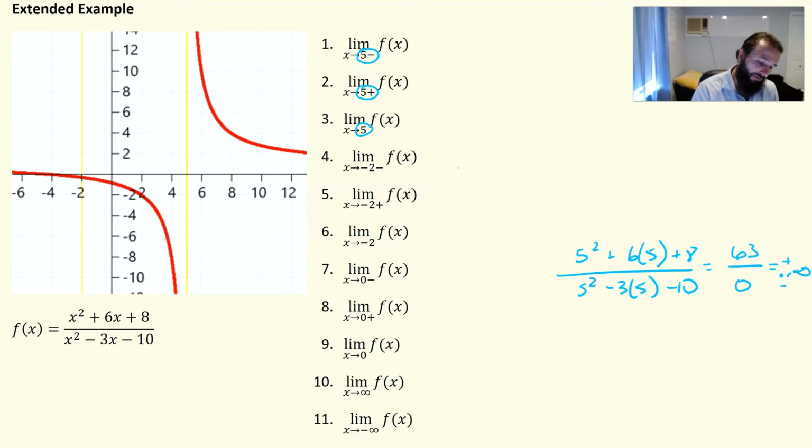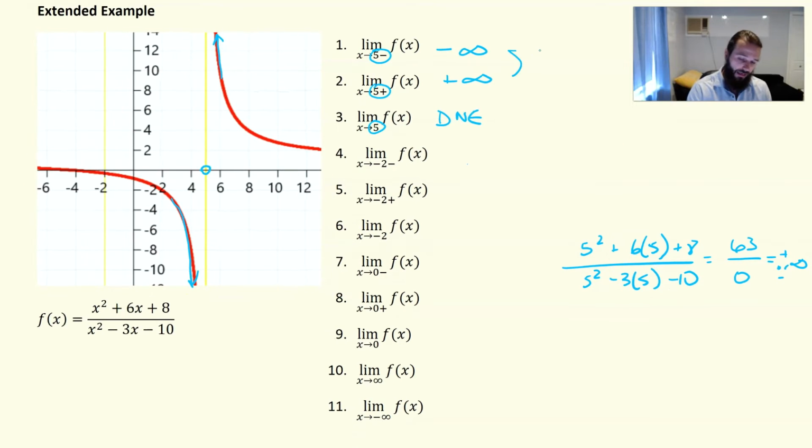Here's where looking at the graph is going to help. We can see that from the left side, as we approach 5, we're going toward negative infinity. From the right side, as we approach 5, we're going to positive infinity. Which means that the limit as x approaches 5 does not exist because these two things are not equal.